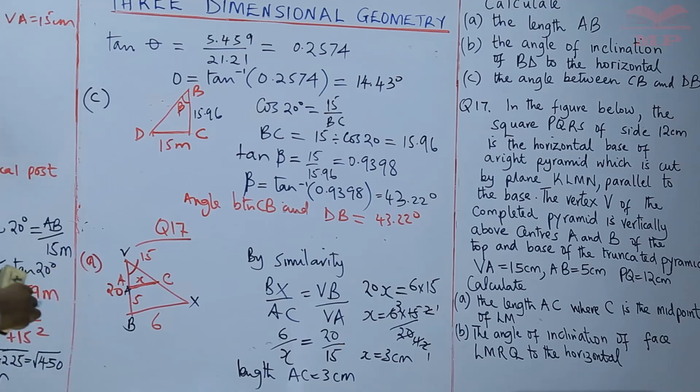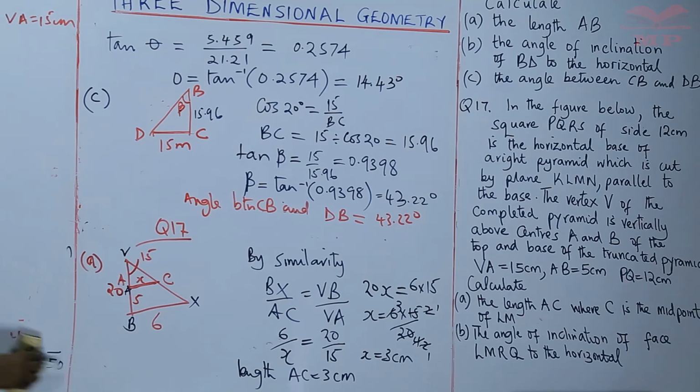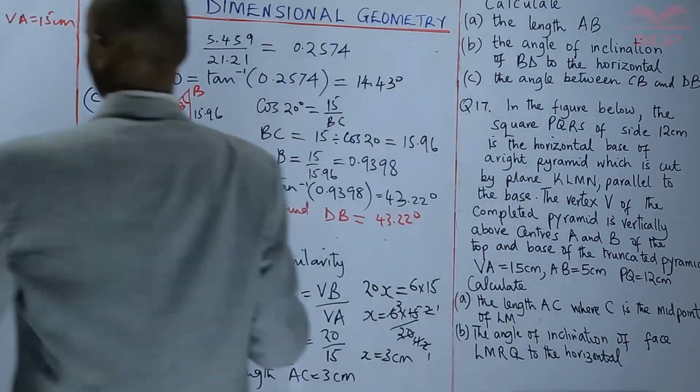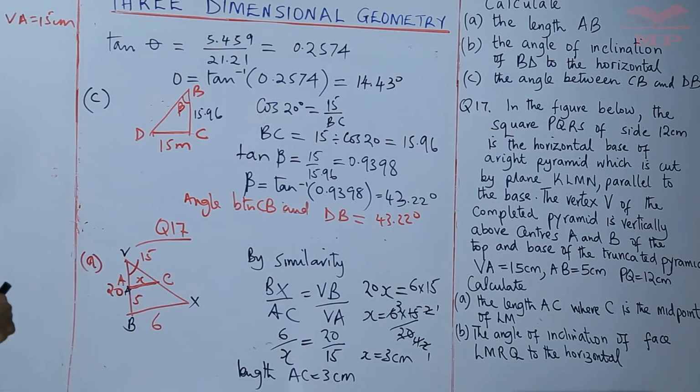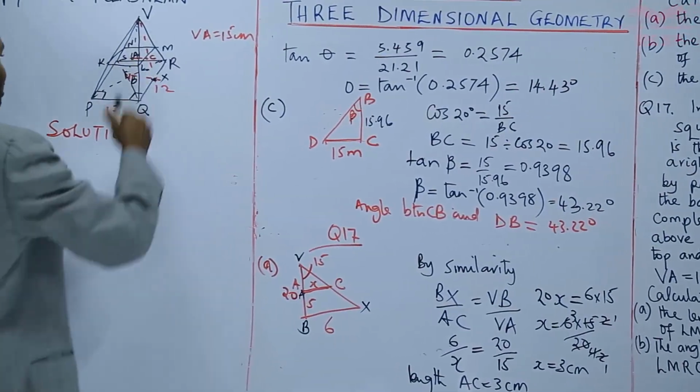So I'll wrap this one because I'll still use that figure. We are moving to B. Angle of inclination of LMQR. They're asking for this angle of inclination of LMQR.